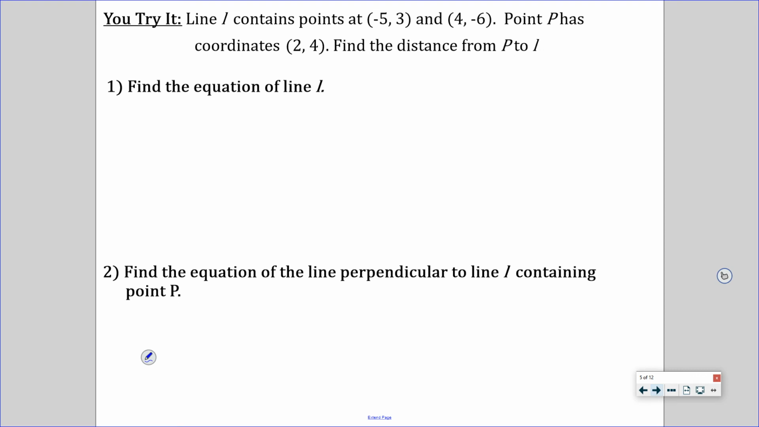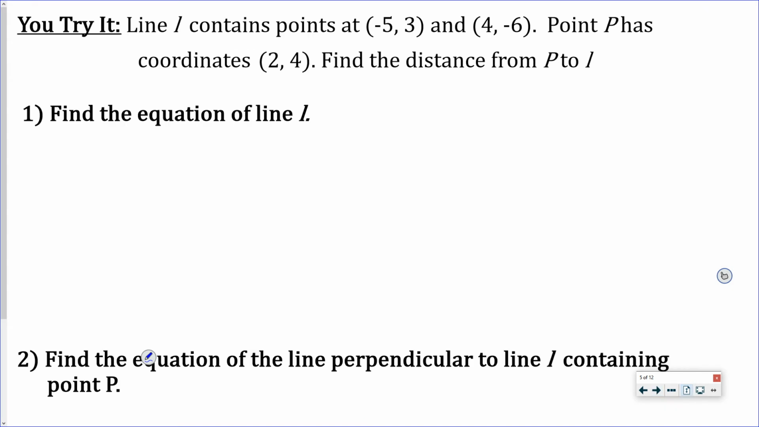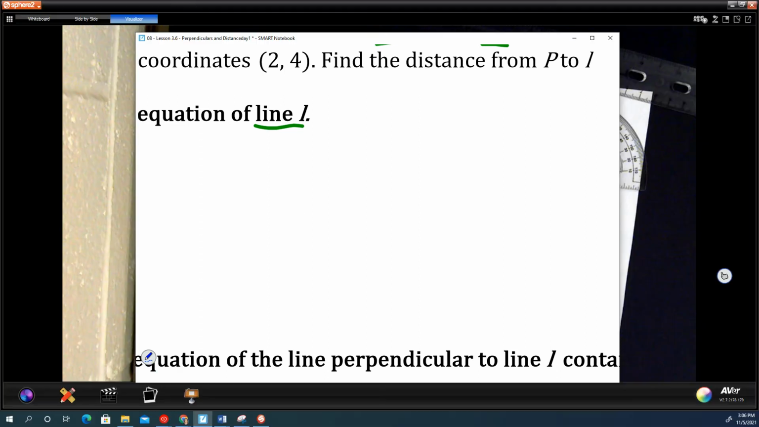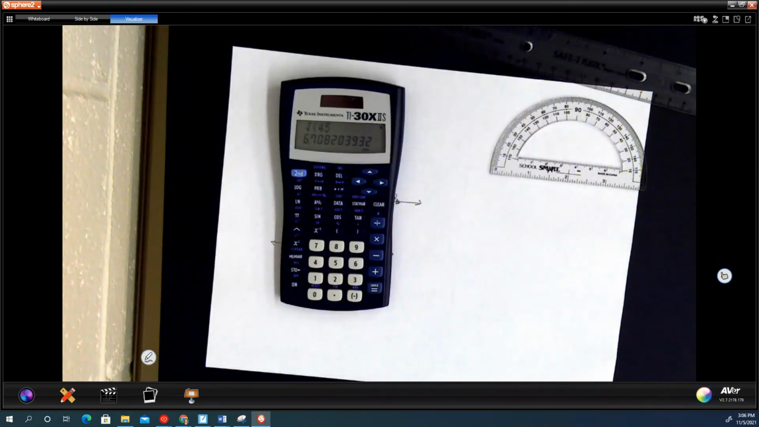Same exact idea. This time I have line L instead of line AB. Line L contains these 2 points. Point P is at 2, 4. Find the distance from point P to line L. Okay, first thing I want you guys to do is write the equation for line L. So here's your 2 points on line L. Start by finding the slope. I'm going to get this set up on Desmos so you have a nice visual again. So you guys start by finding the equation for line L for me.